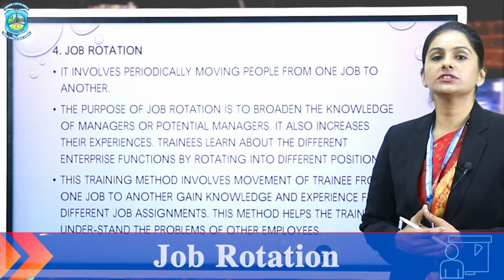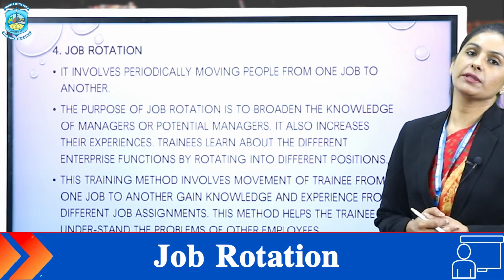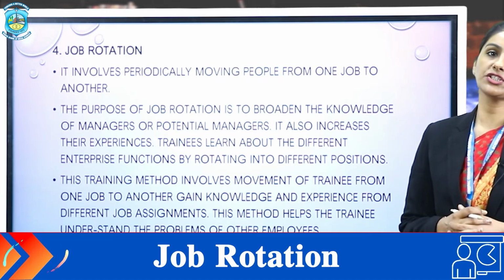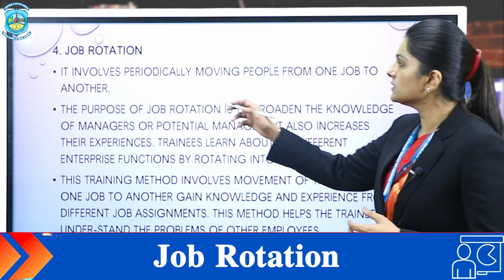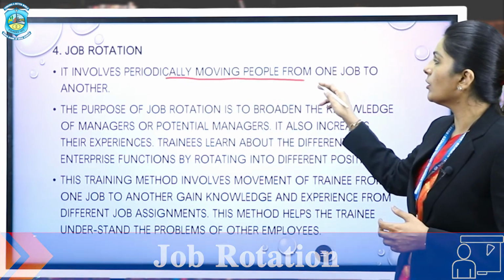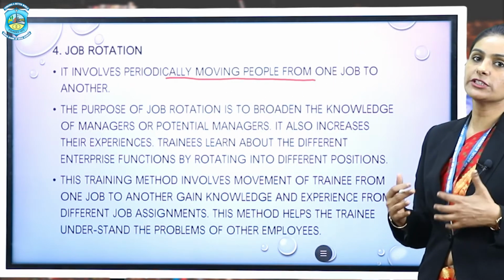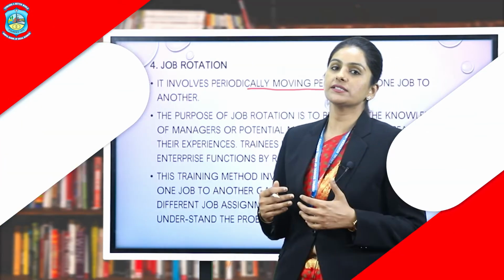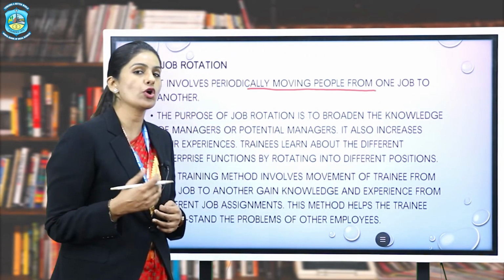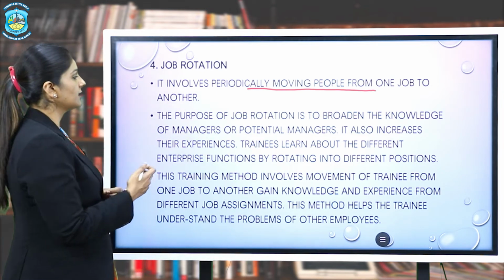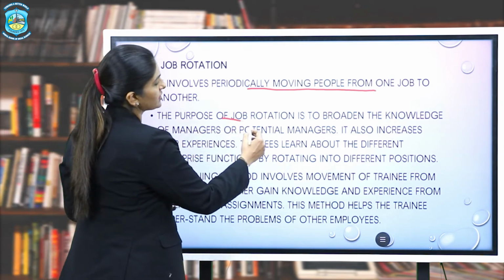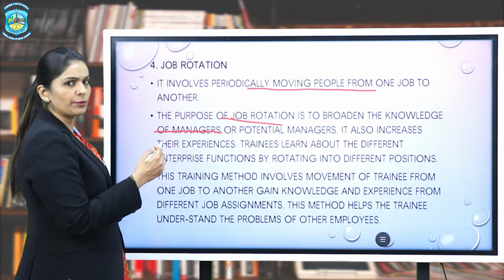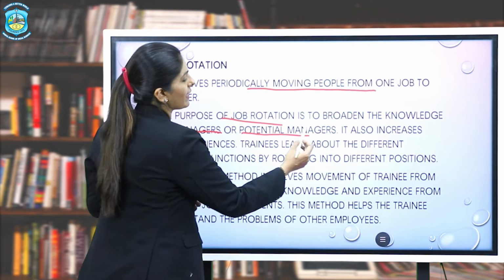Talking about the fourth type of on-the-job training method, it is job rotation. What is the meaning of job rotation? It basically means a periodical movement of people from one job to another. As I just said, banks are the best example of job rotation, which is practiced very regularly. The purpose of job rotation is to broaden the knowledge of the managers and the potential managers, that means the upcoming managers.